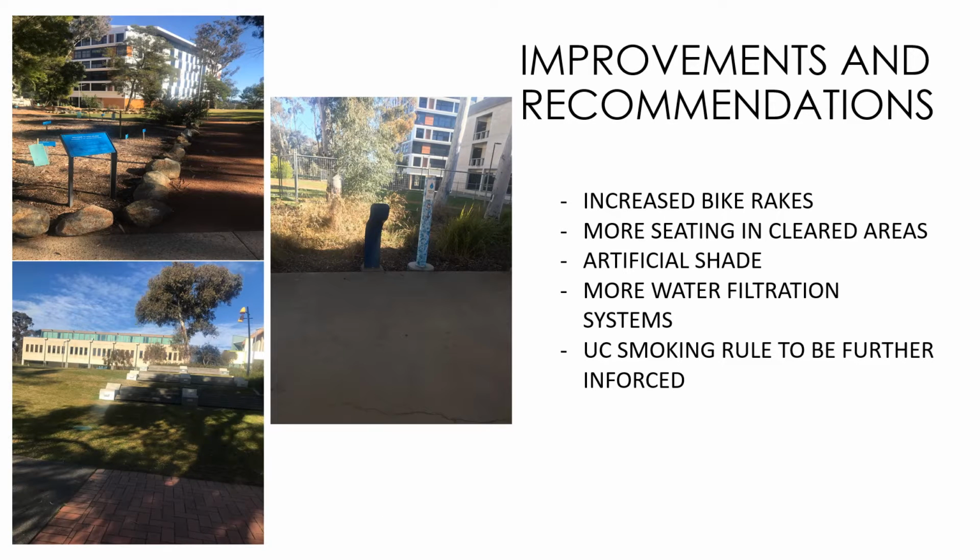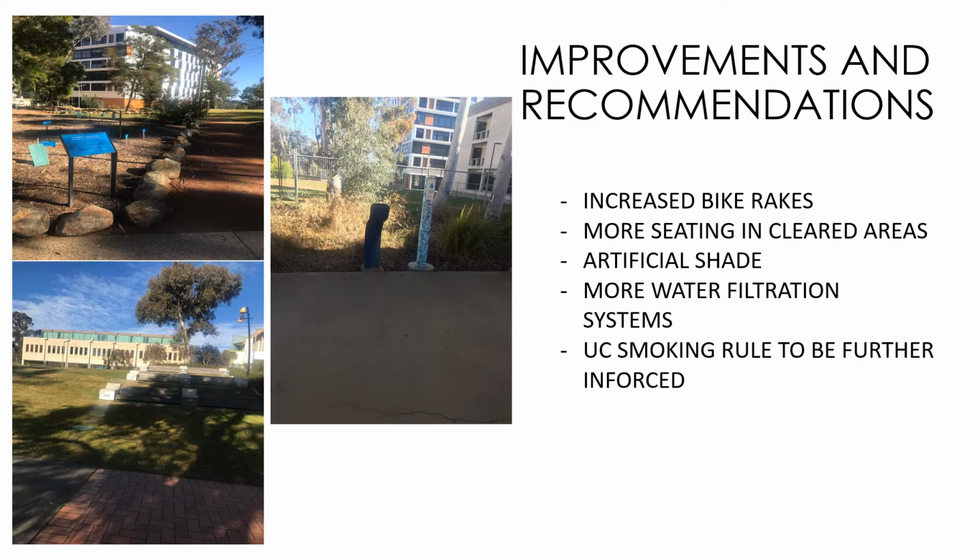So, improvements and recommendations. When conducting a health impact assessment, it is important to report back on recommendations of where improvements can be made. There are a few areas where I'd recommend UC apply some improvements. Increasing the amount of bike racks around the campus, as there has been feedback that people sometimes struggle to find somewhere to leave their bikes as racks fill up quickly. This would further promote active travel.